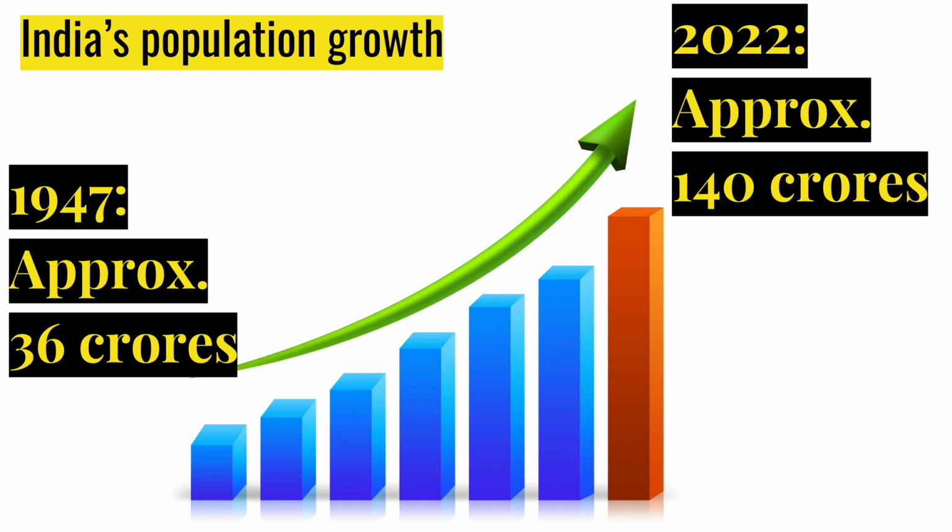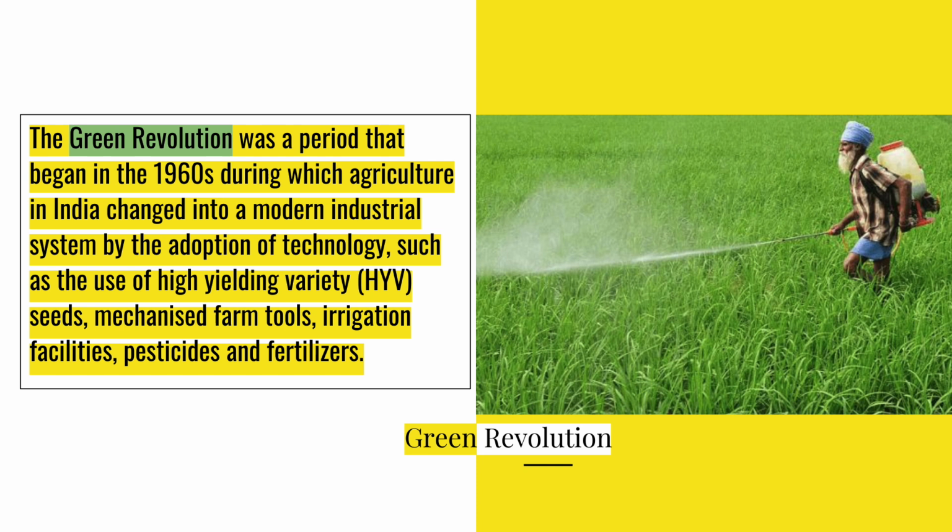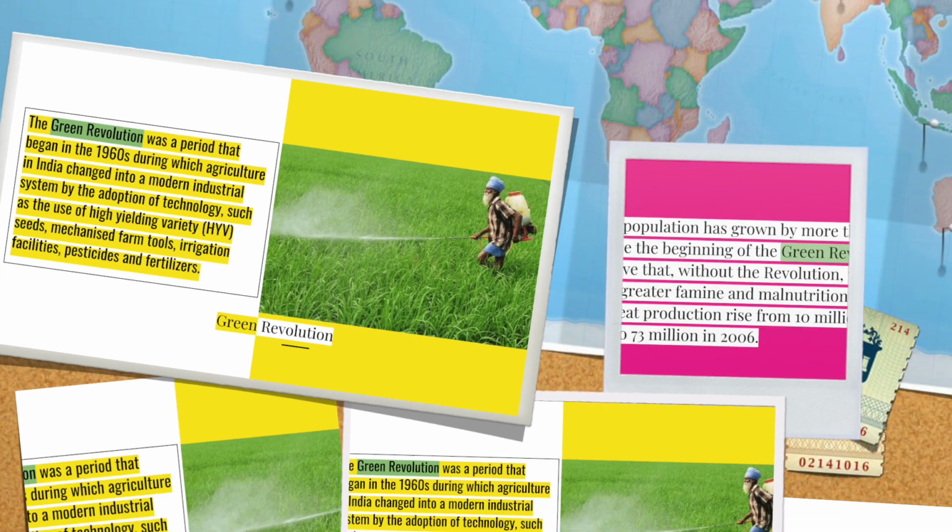Before the 1960s, agriculture was carried out in traditional ways. In the 1960s, the world over, people started using more modern industrial techniques, which involved the use of mechanized farm tools like tractors and tillers, the use of irrigation, the use of pesticides and fertilizers, and all this led to a great increase in agricultural production.